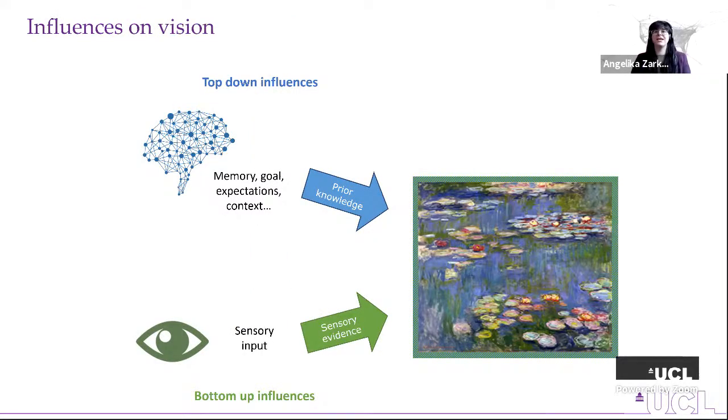And we can actually think of two different competing influences on vision. There is a bottom-up influence, which is in green here, which consists of the visual information, so the sensory evidence that our eyes send to our brain. And then there is a top-down influence, which is in blue, which is our prior knowledge, our memories, goals, expectations, context, etc. And both the sensory evidence and our prior knowledge are taken into account when we perceive a visual scene, such as the painting here.